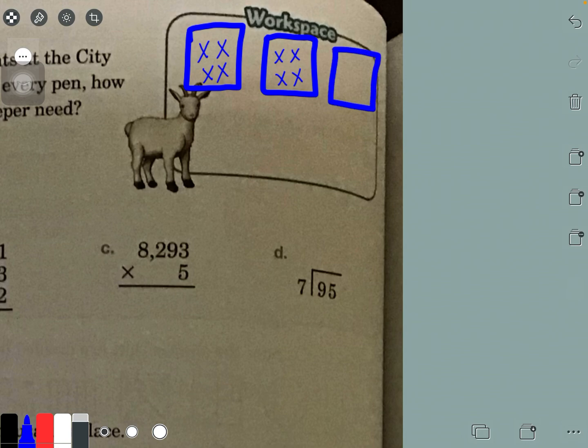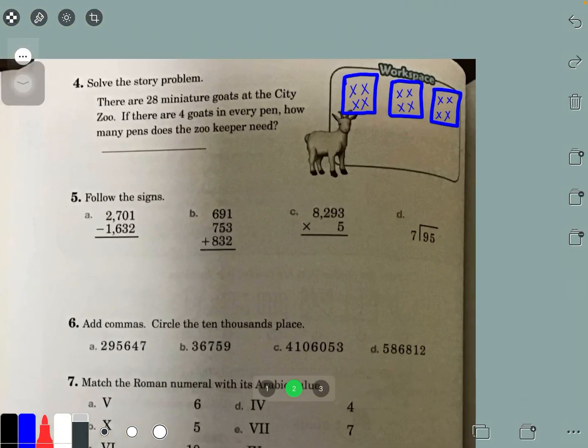That'll fit. And I hope you're drawing these too. That's why there's a workspace, so that you have some space to draw. I think I told you my dad would always tell me whenever we have word problems, try to draw it out. So I'm going to draw 4 goats in here. So I've got 4, 8, 12. So I've got 12. I've got to reach 28, okay?